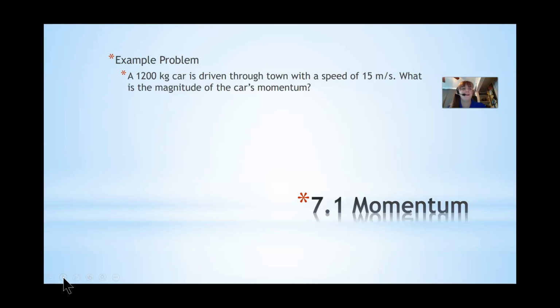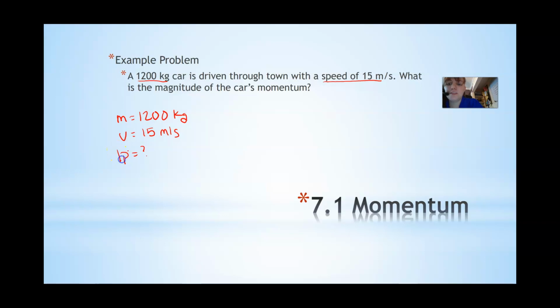Now we get to do the next easiest part, identify our known and unknown variables. We have this quantity here, this is our mass. The next thing we're given is a speed. And we want the momentum.